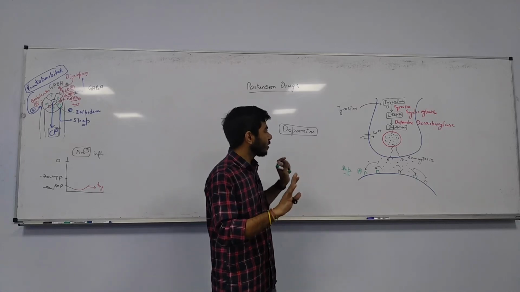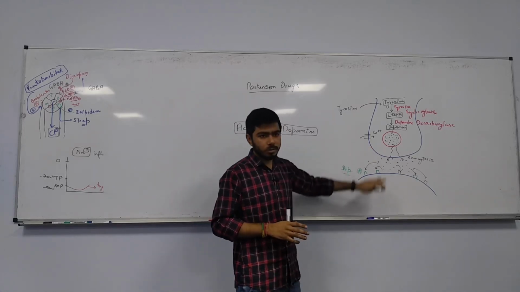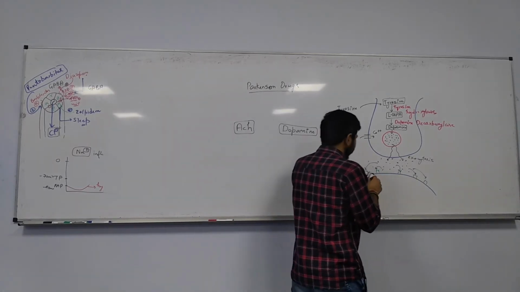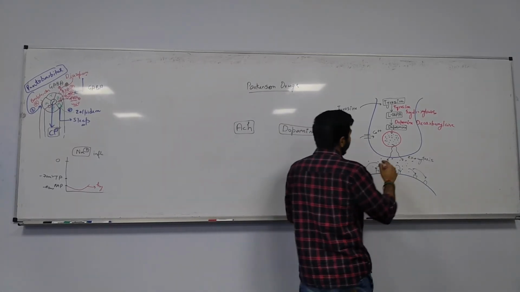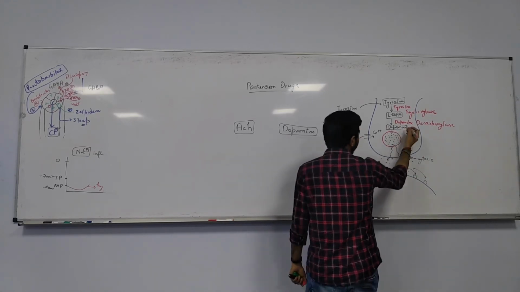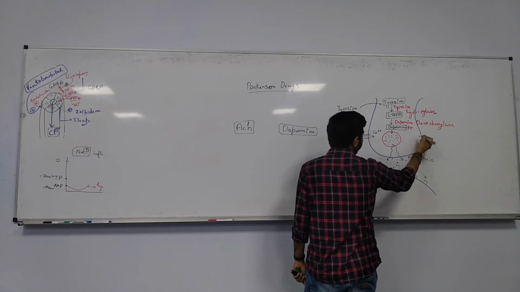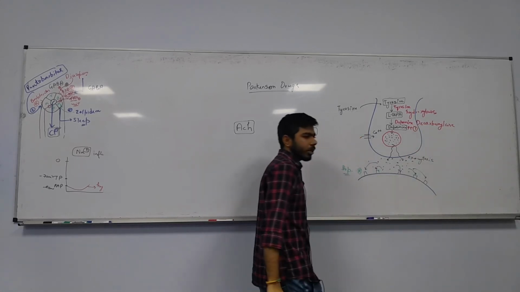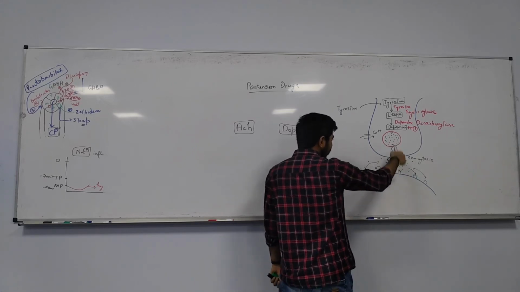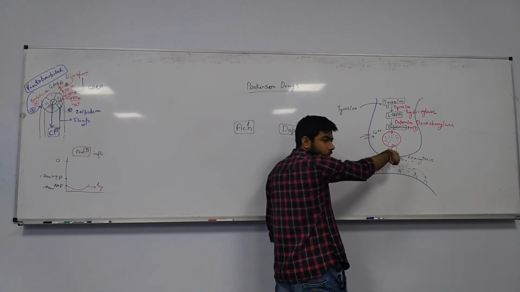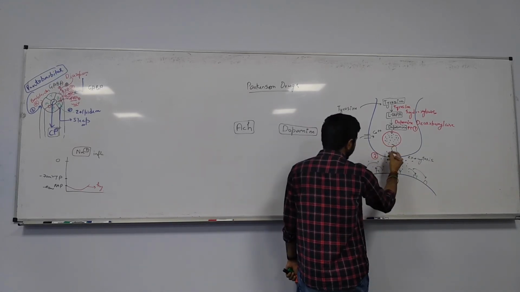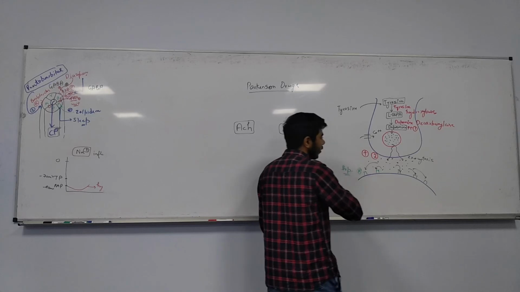Now how can you solve this situation? So the first thing is you can increase the level of dopamine over here. Second, you can increase the release of this dopamine from the presynaptic neuron. So the second thing you can do is increase this one, right?